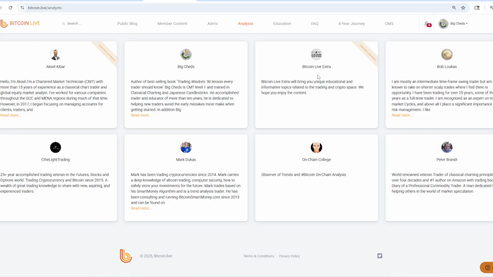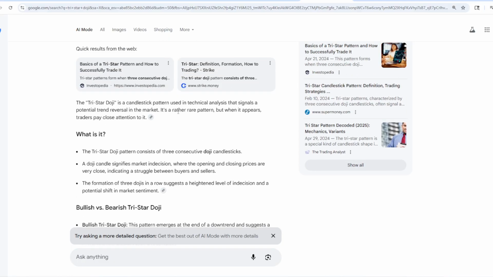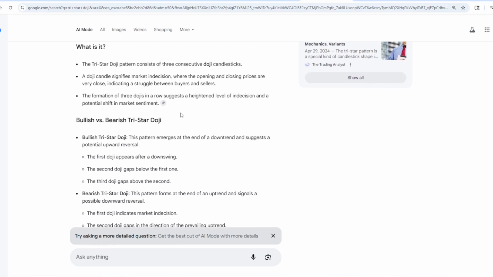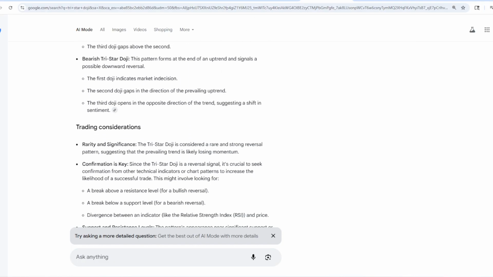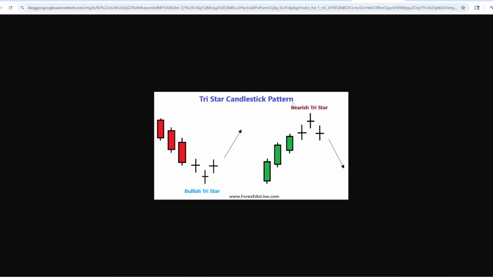For today's lesson, we're going to talk about a fun pattern, the Tri-Star Doji. Here's just a quick review of it. You can pause this and read it at your own leisure, of course. And here's another one you can pause and read at your own leisure. Here is an image. So essentially, what is Tri-Star?